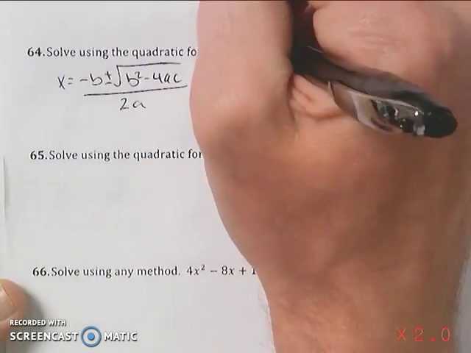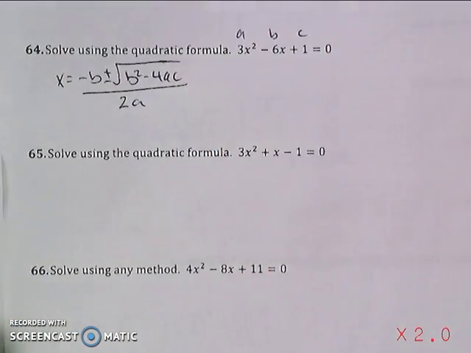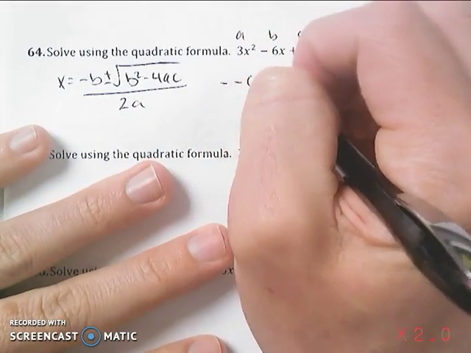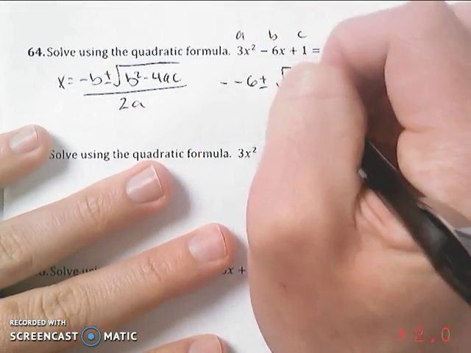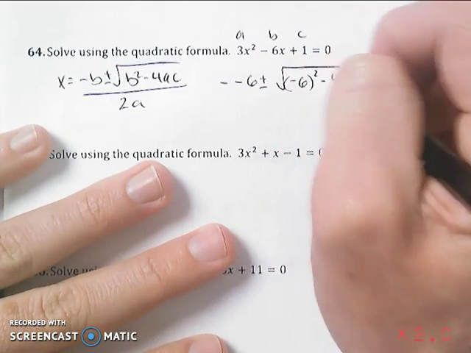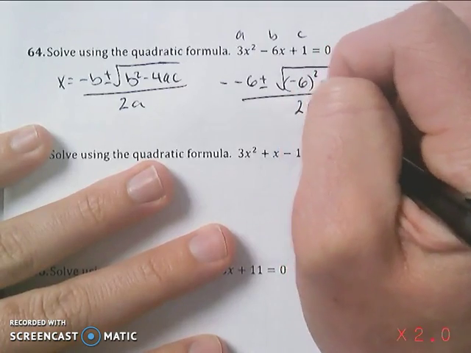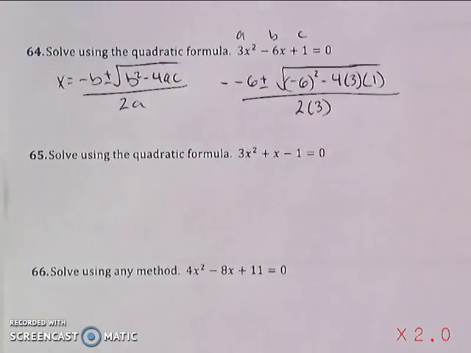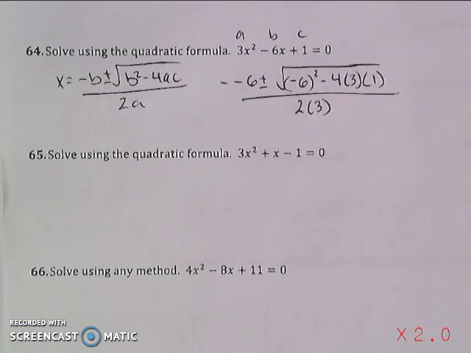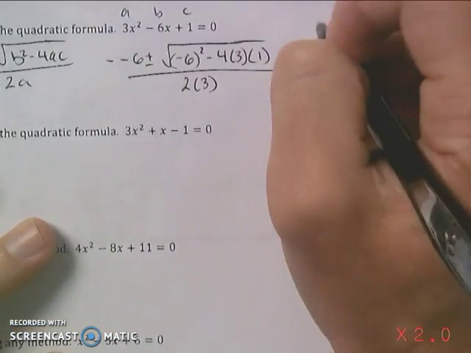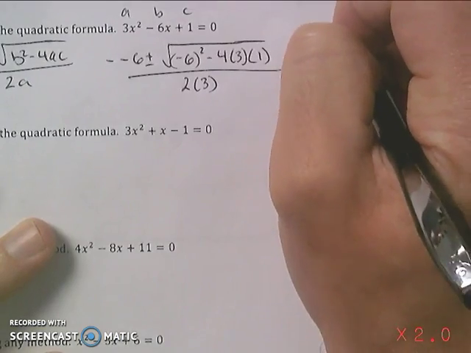Again, my values are a, b, and c. So we just plug it in. We get negative 6 plus or minus the square root of negative 6 squared minus 4 times a times c, all over 2a. We always like to solve the inside part first, inside the parentheses. A negative and a negative makes a positive 6 plus or minus the square root.